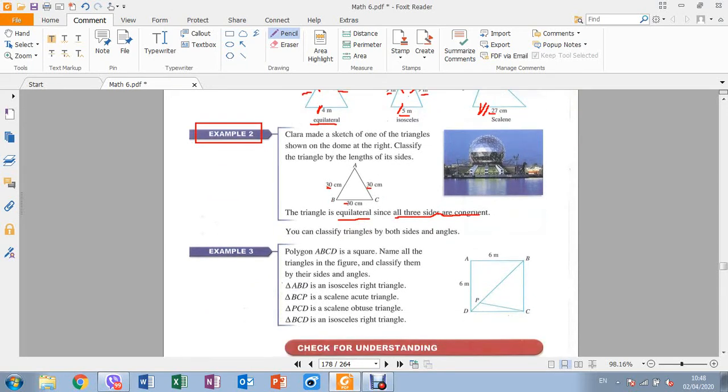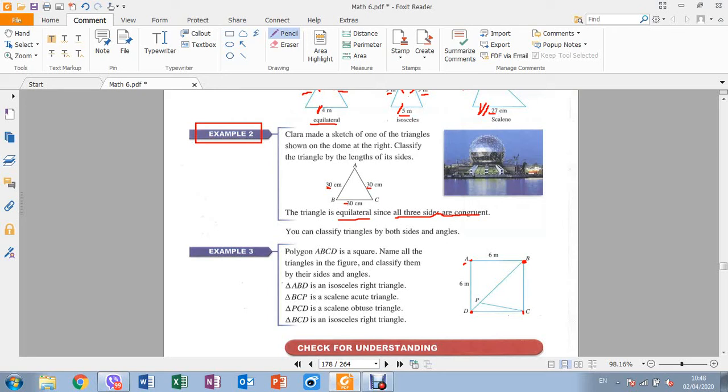For example 3, we have a polygon ABCD. Okay, it's a square. Name all the triangles in the figure and classify them by their sides and angles. By their sides and angles we need to decide.